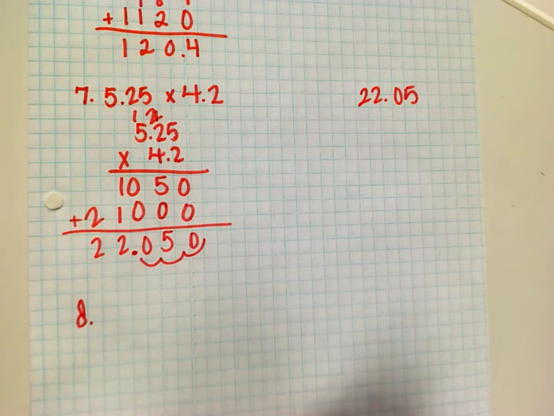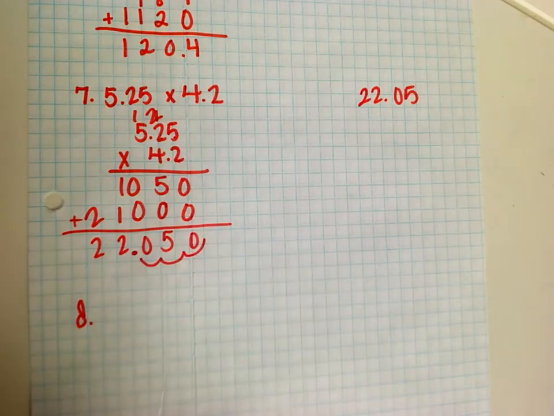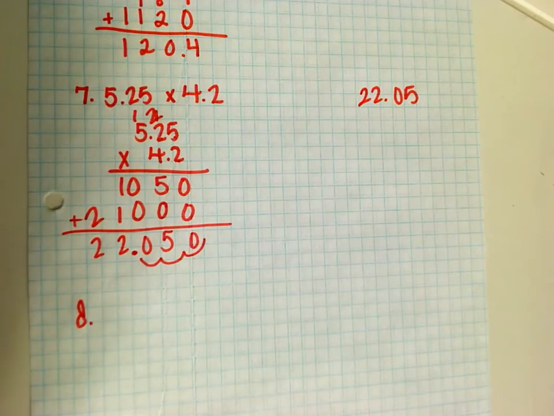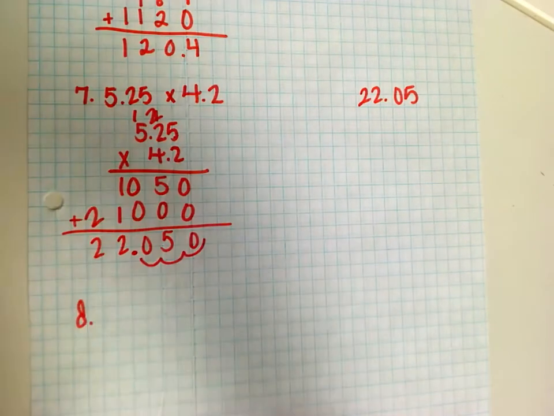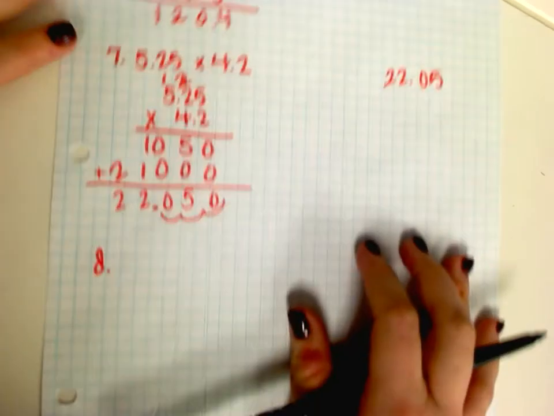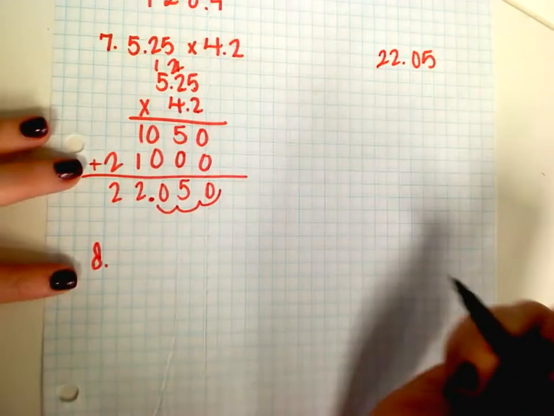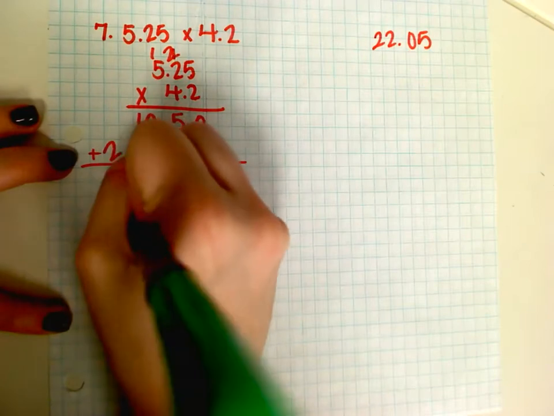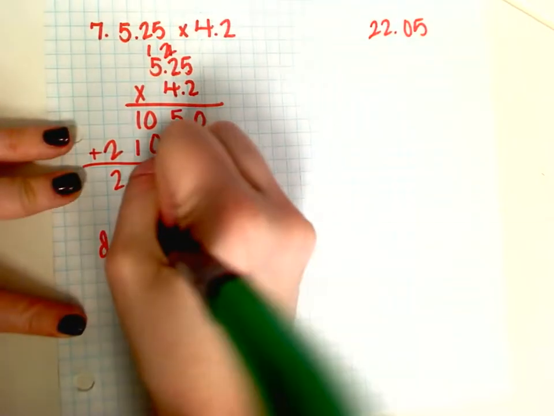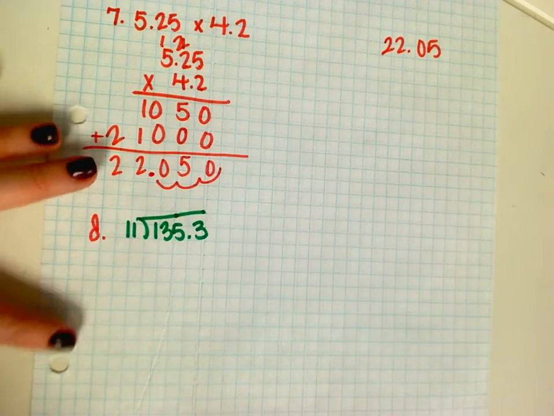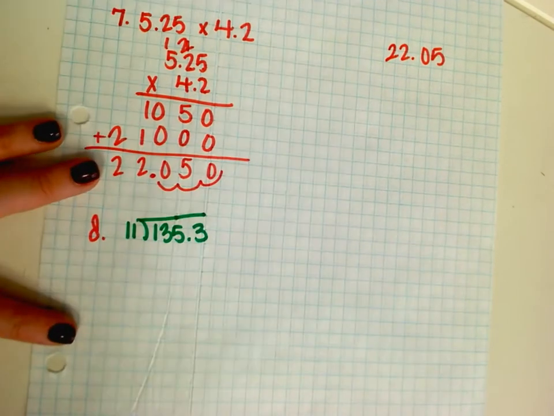Okay, number 8. All right, now we're going to get into division. So, first division problem, we're going to divide by whole numbers. So, you're just going to put the decimal point on top of the house exactly where it is in the dividend, but on top of the house. Okay, so I have 135 and 3/10 divided by 11.